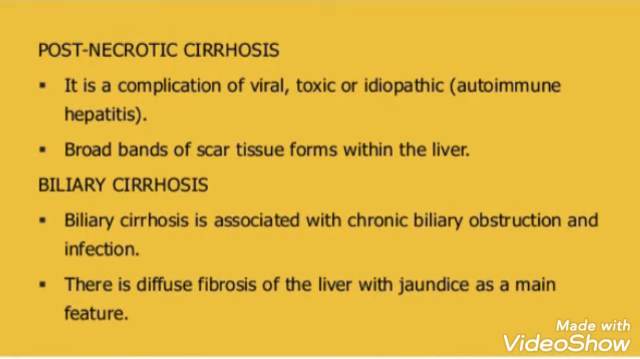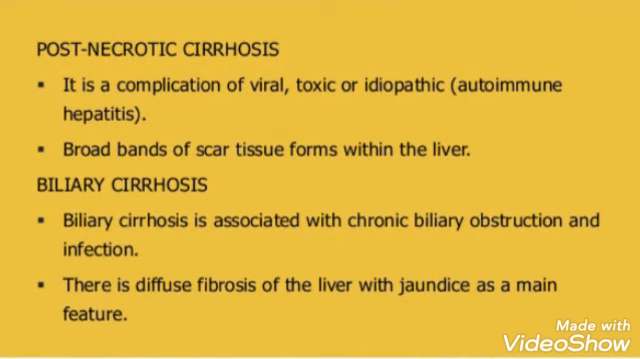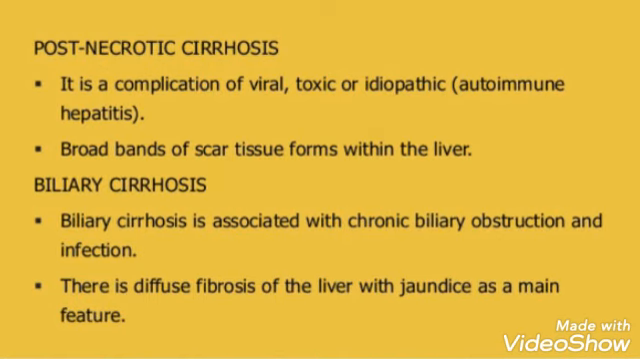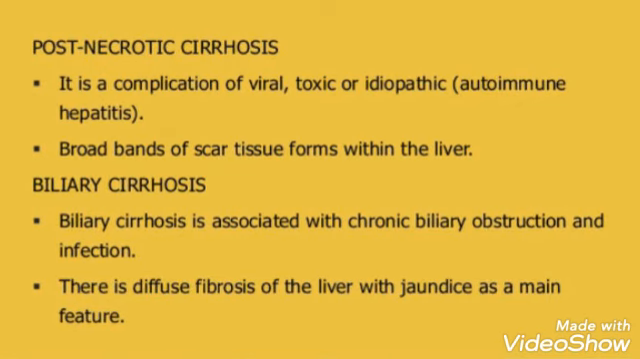The third one is biliary cirrhosis. Biliary cirrhosis is associated with chronic biliary obstruction and infection. There is diffuse fibrosis of the liver with jaundice as a main feature. In this biliary cirrhosis, the liver is not able to respond properly to bile production, and so it is called biliary cirrhosis. The main disease condition related to this is jaundice, that means overproduction of the bile content.